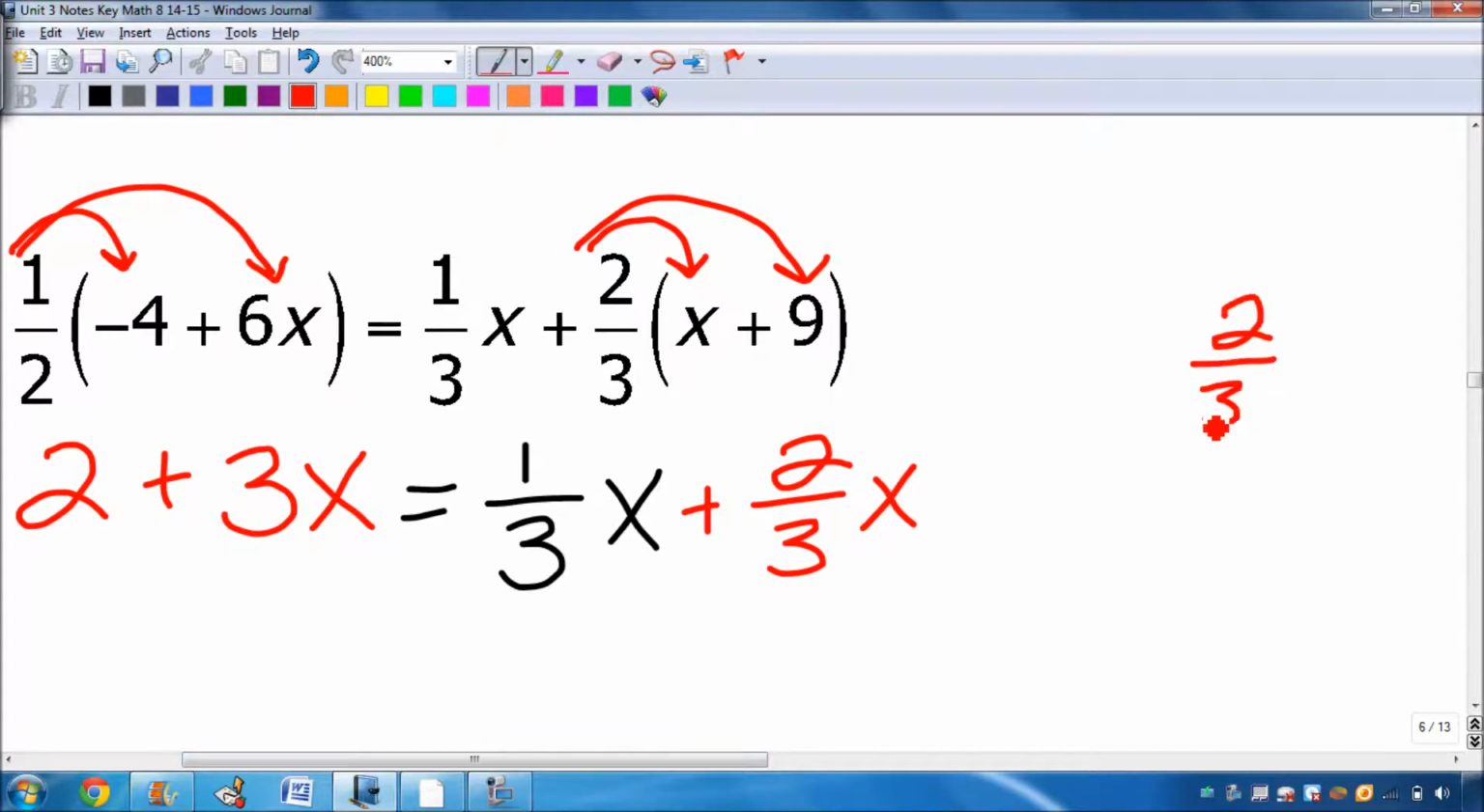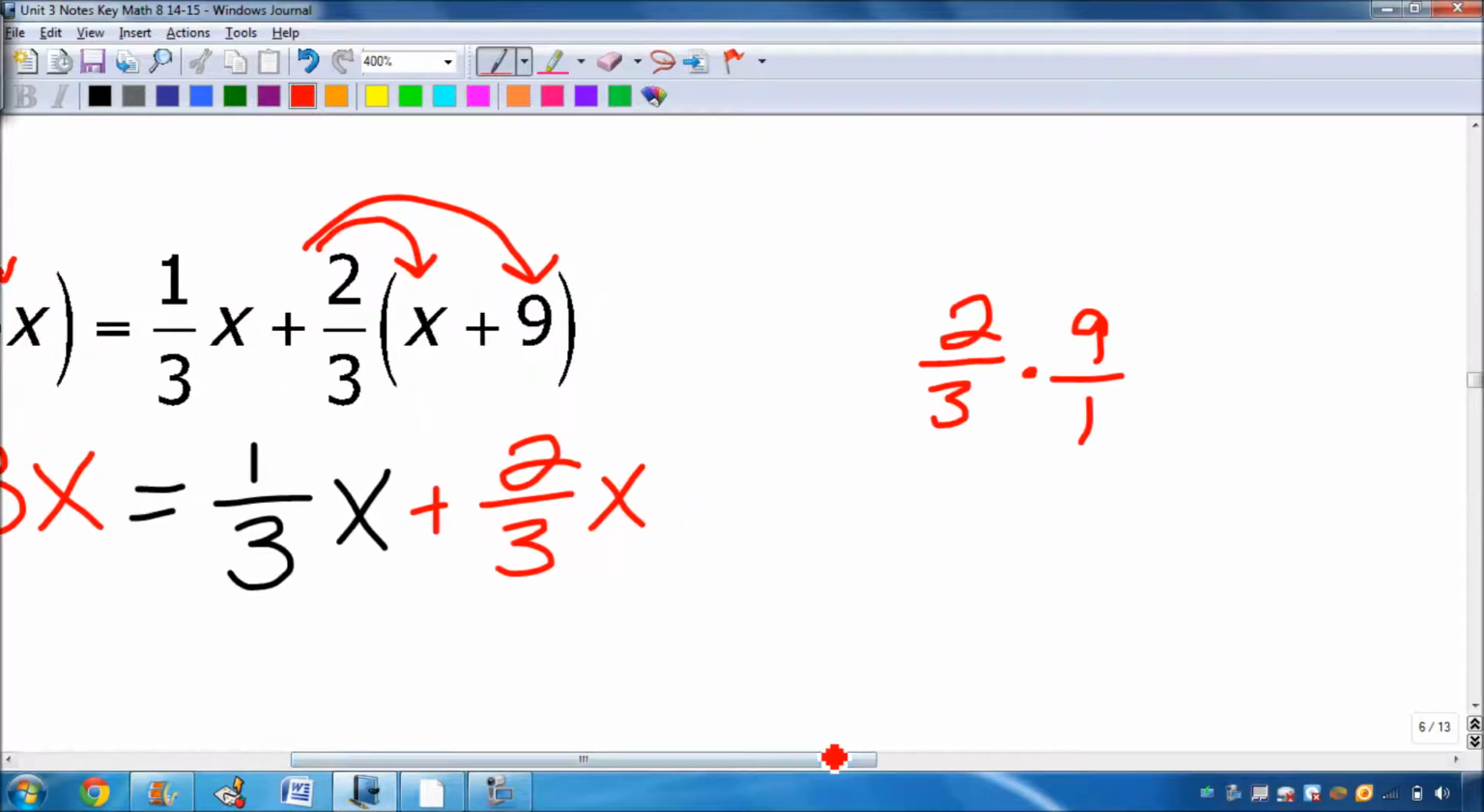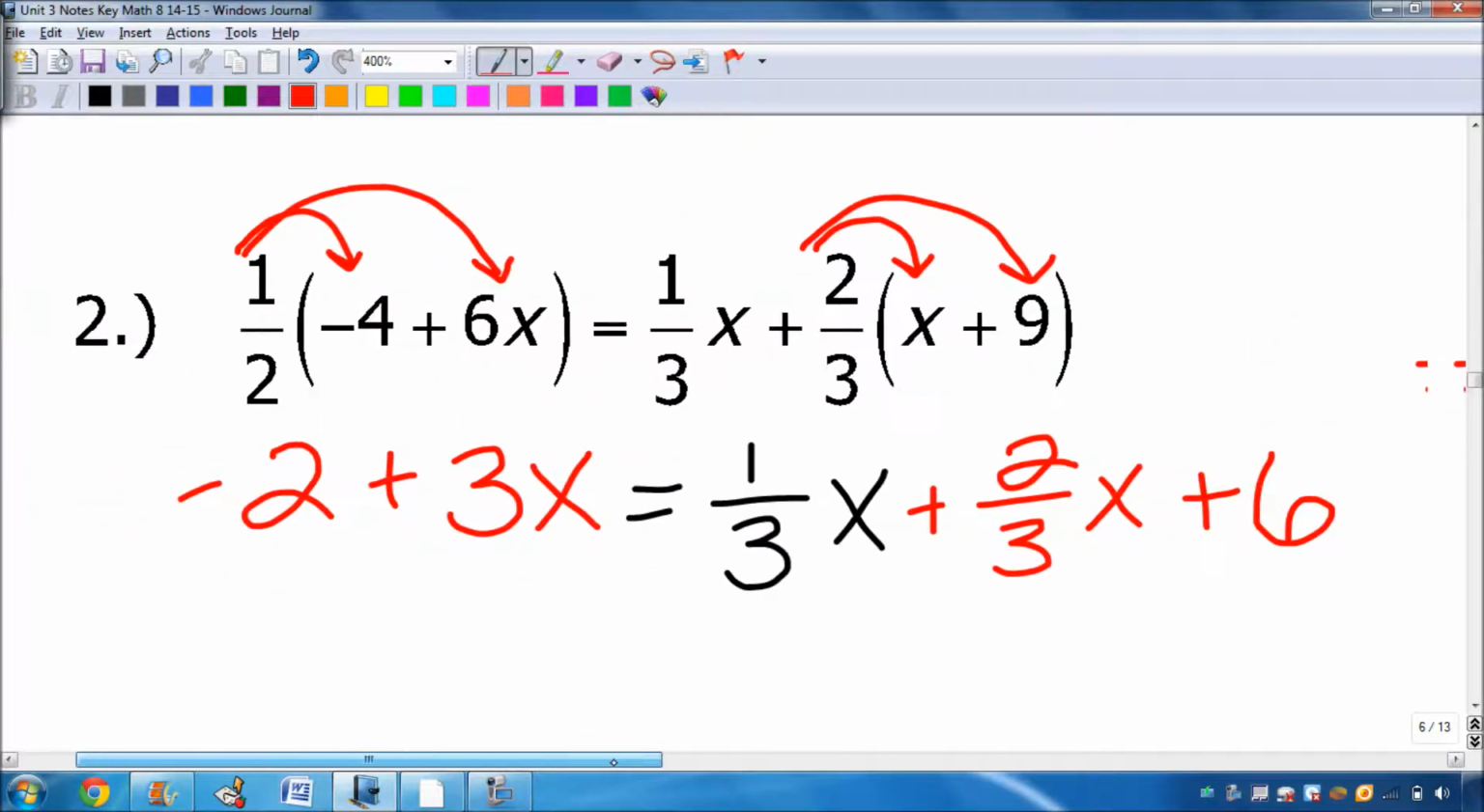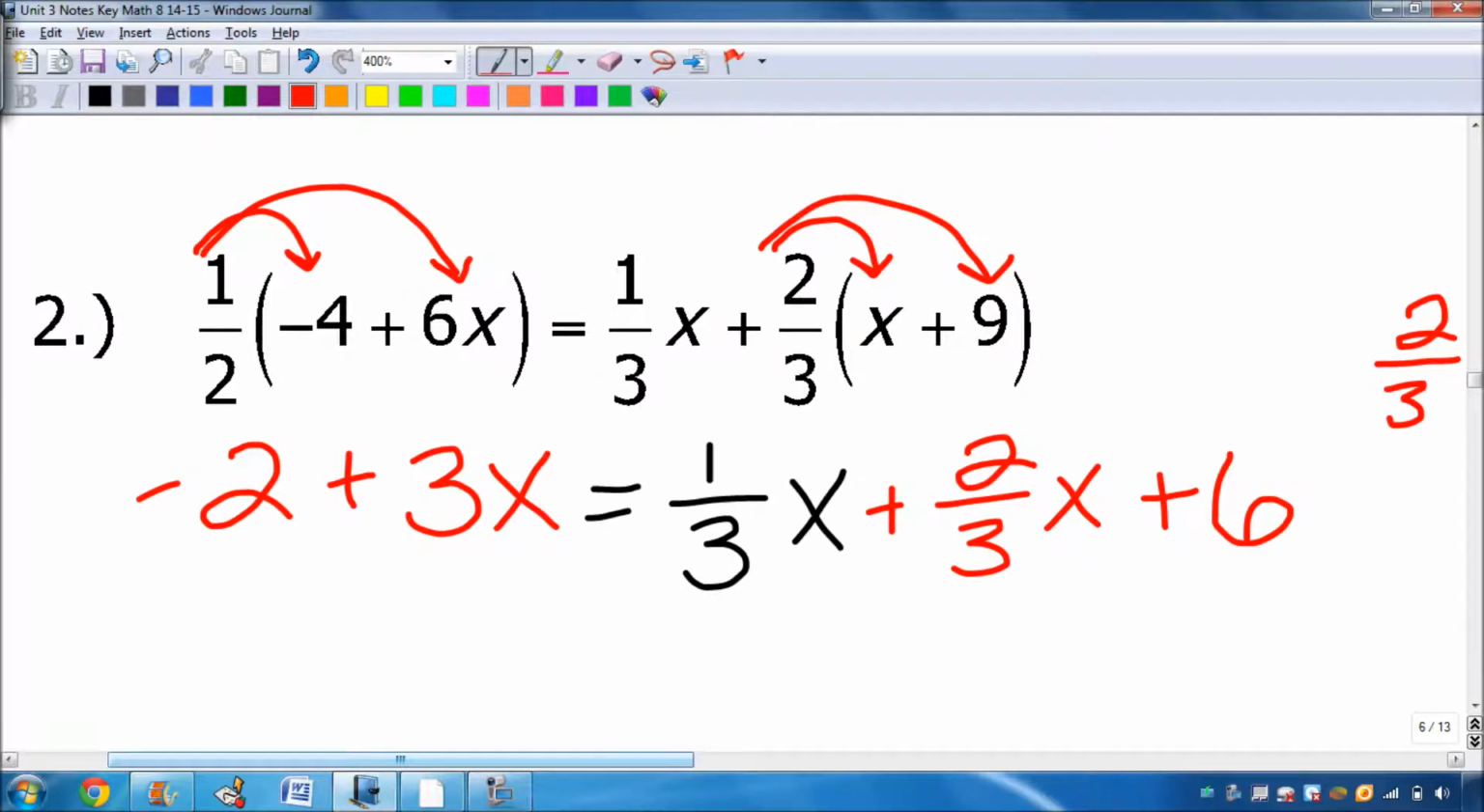It's really 2/3 times 9 over 1. So multiply across, you get 18 over 3, which is 6. But I want you to think about it logically. You know that 1/3 of 9 is 3, so 2/3 of 9 should be 6, okay? So you end up getting negative 2 plus 3x equals 1/3 x plus 2/3 x plus 6.